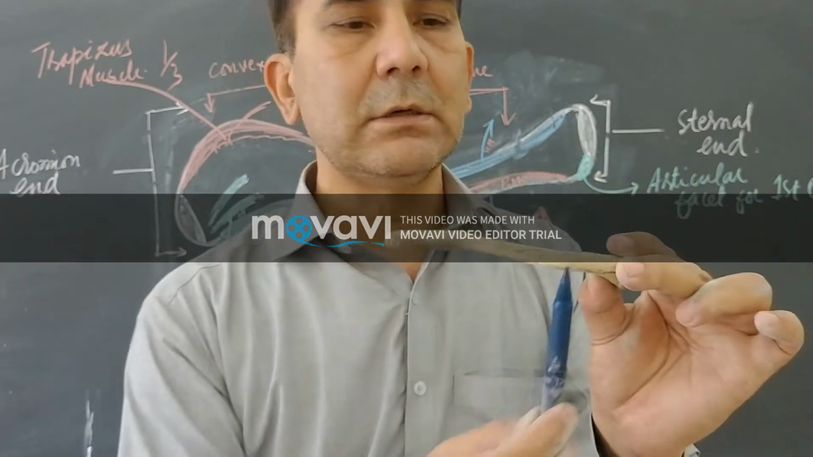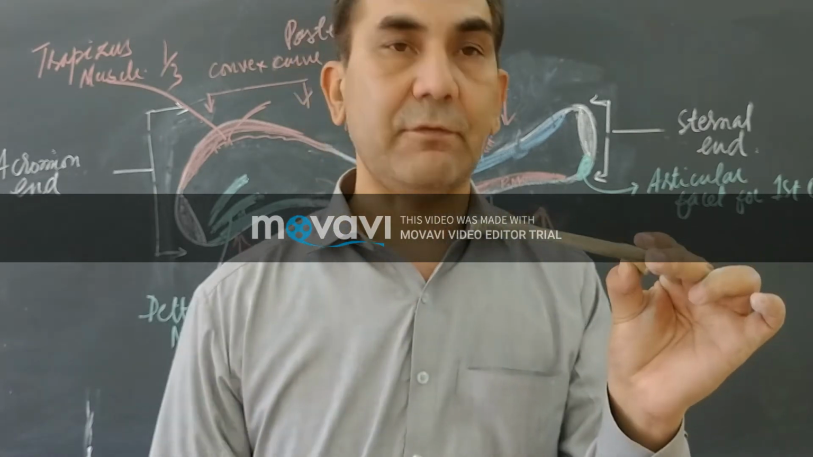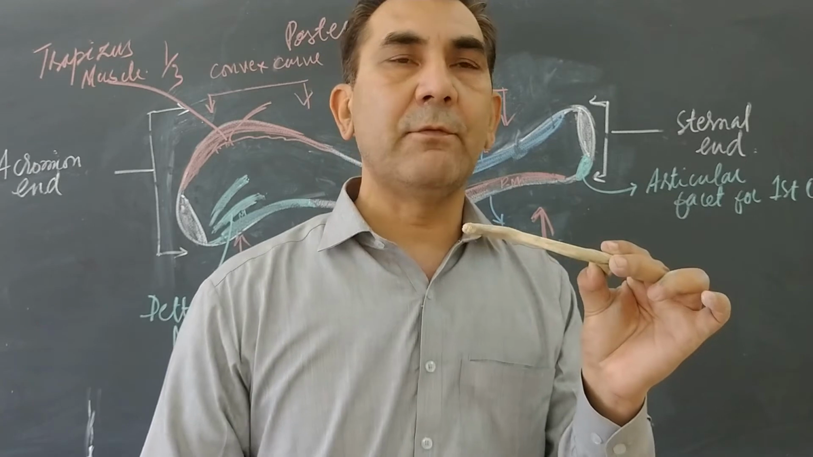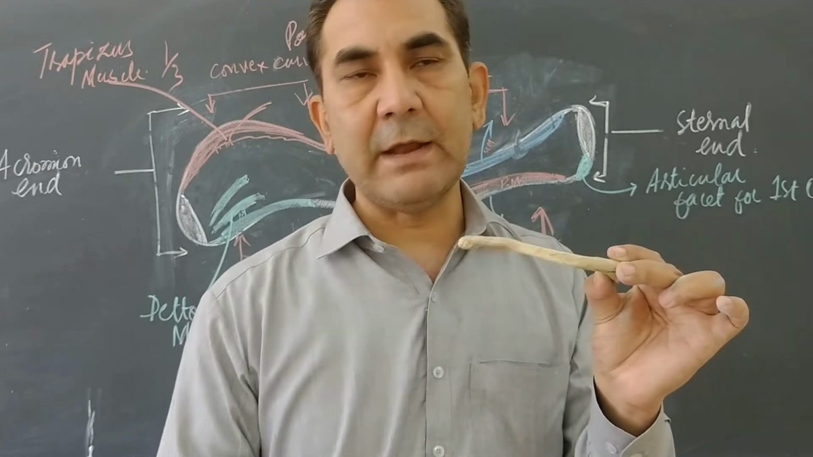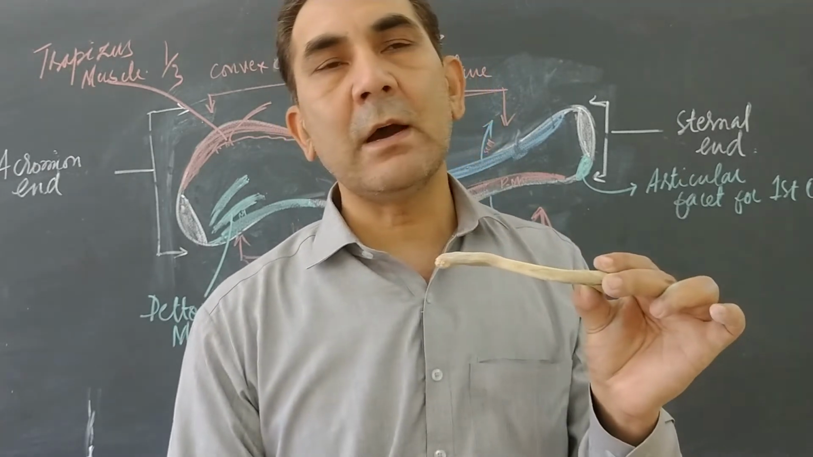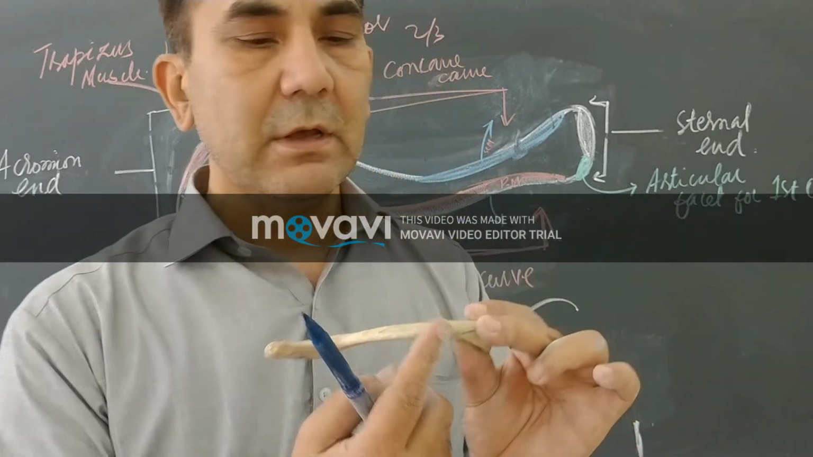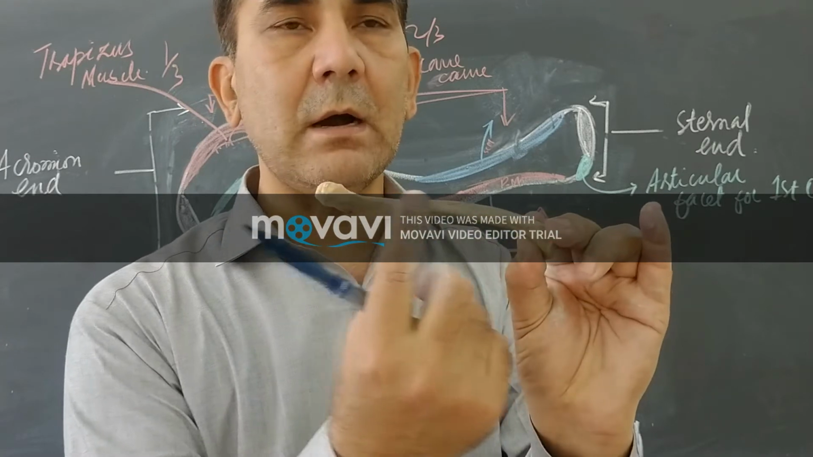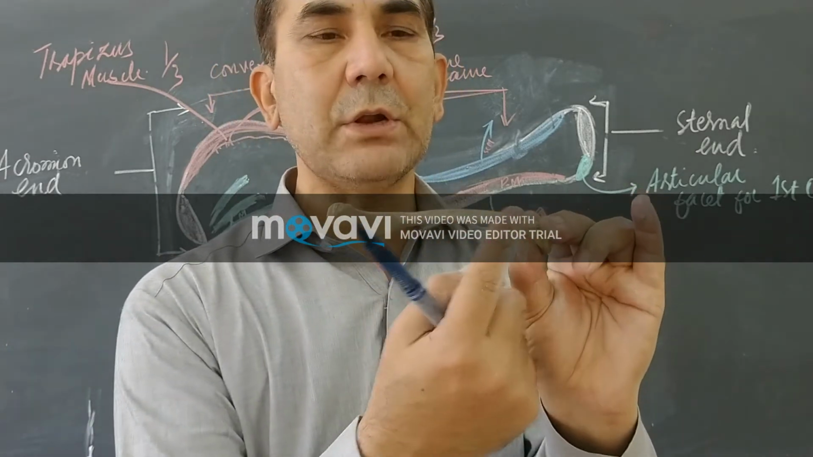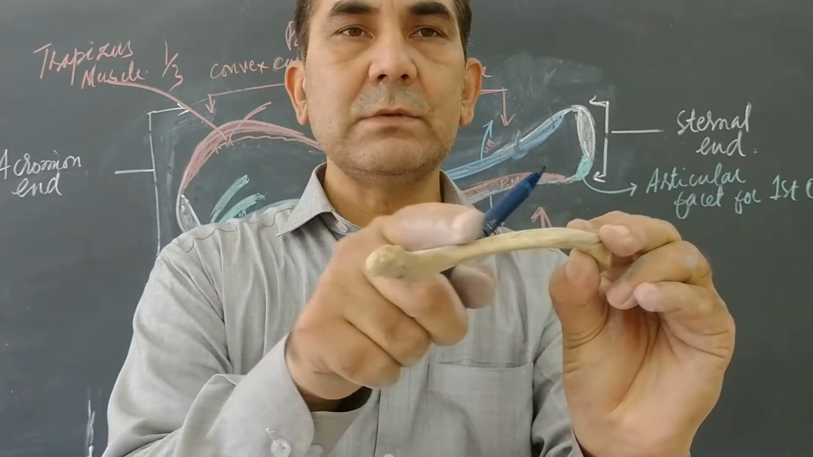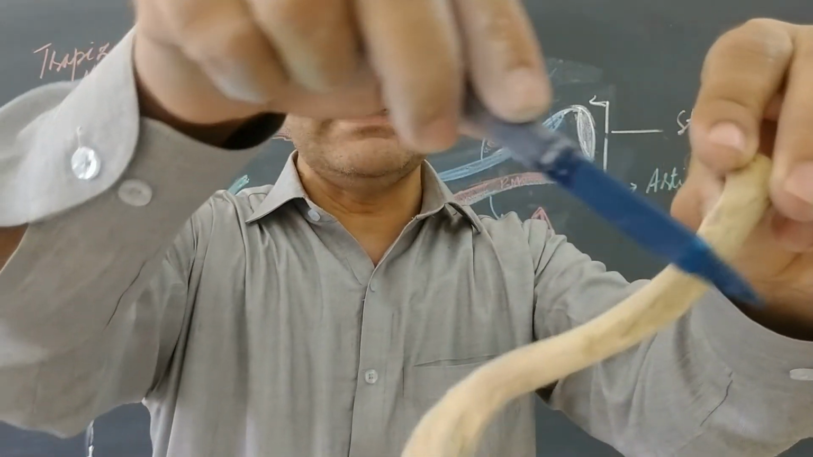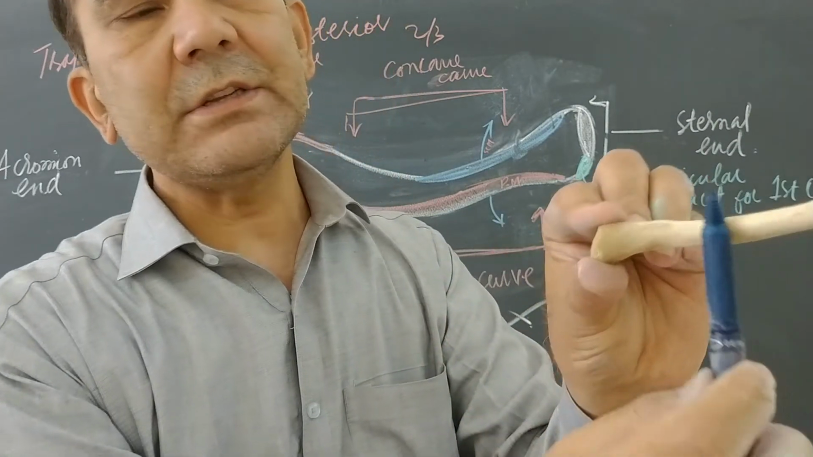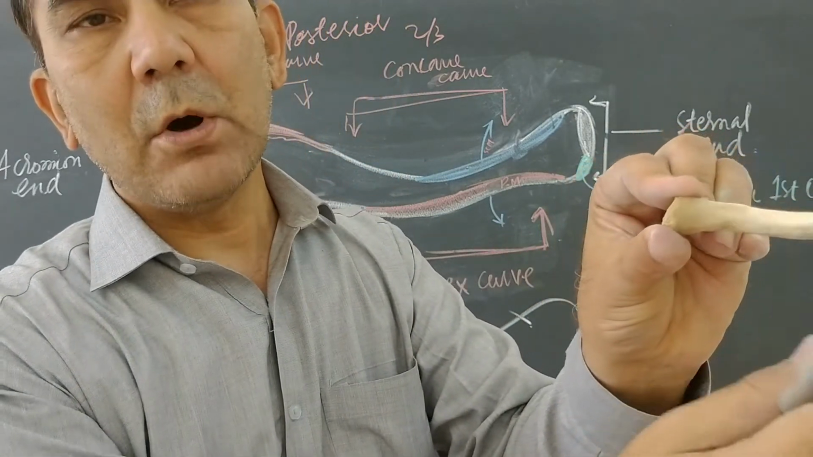It has three borders and three surfaces. Some books describe four borders and four surfaces, but in other books there are three surfaces and three borders. At the front side you see a sharp ridge. This is called the anterior border. At the superior side is another border, called the superior border. At the posterior side, it is called the posterior border.